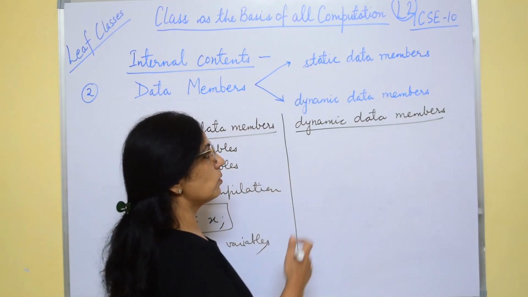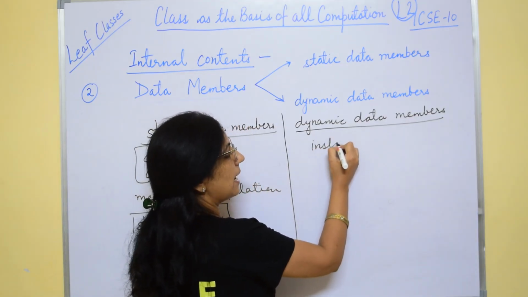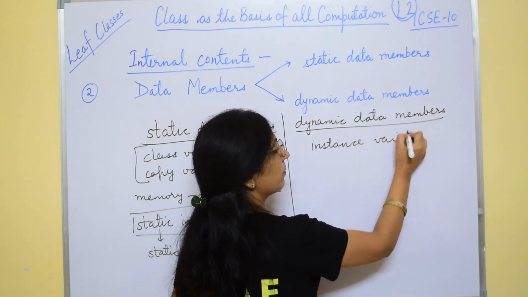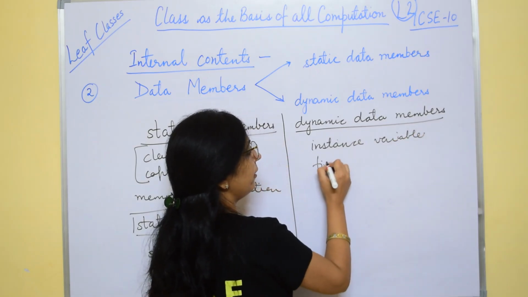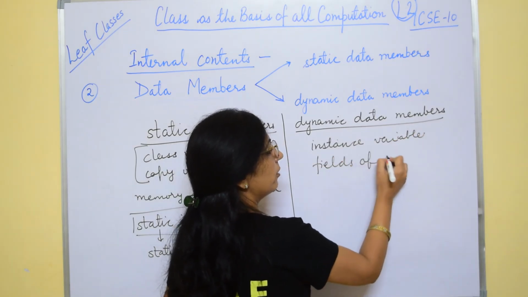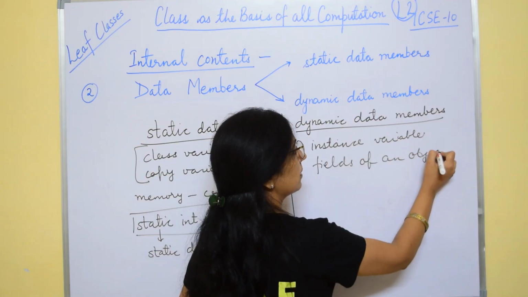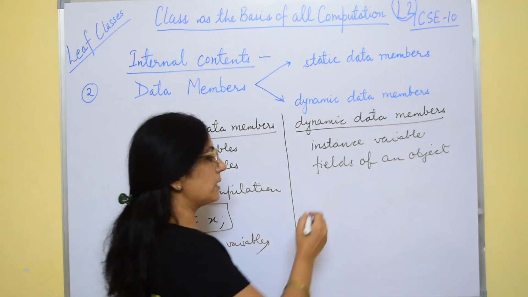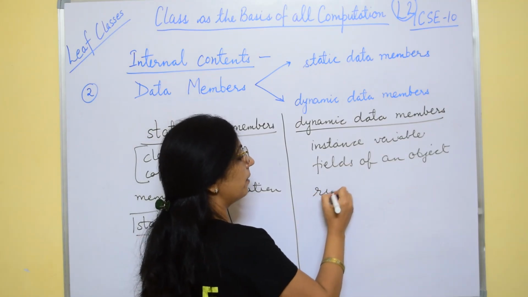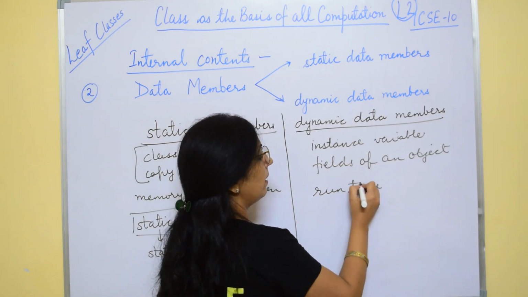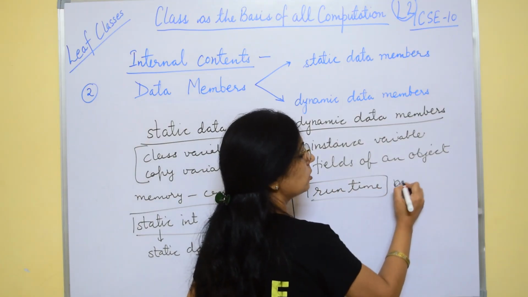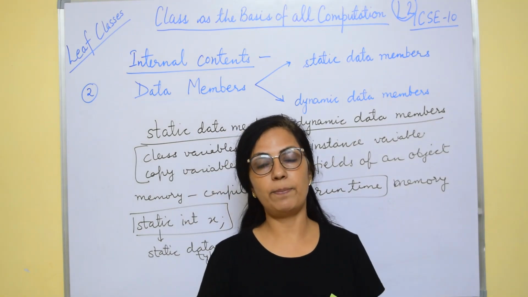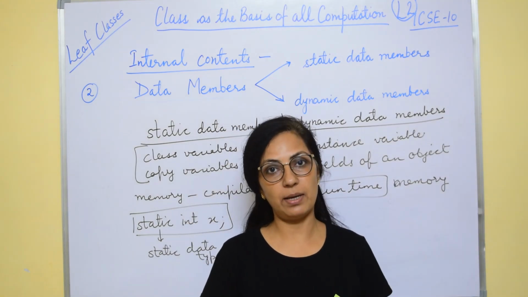And now we come to dynamic data members. These are also known as instance variables or fields of an object. Here the memory is allocated at the time of runtime. At runtime, the memory is allocated to these data members, and in 99% of the programs we use dynamic memory allocation.